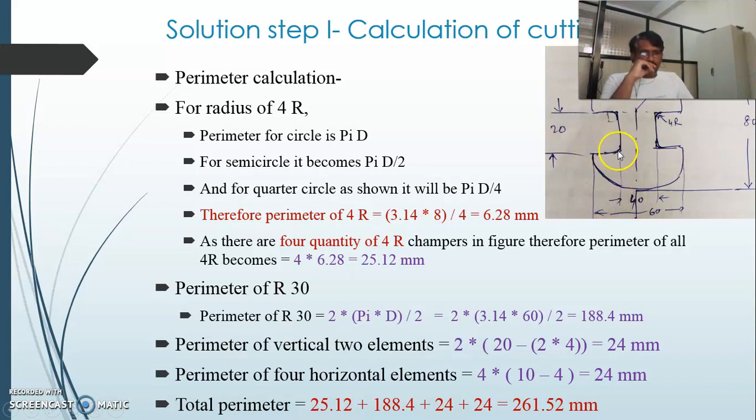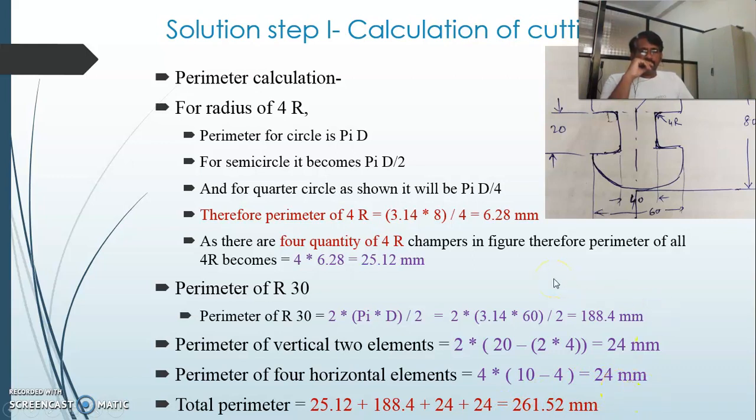to minus the 4. Okay, 4 at one side only, so 10 minus 4, multiplied by 4 because there are 4 elements, 1, 2, 3 and 4. 4 horizontal elements are there with 4 minus for the quarter circle from each element. So again the perimeter of all 4 horizontal elements becomes 24 mm. So total perimeter becomes 25.12 plus 188.4 plus 24 plus 24. That means all these elements we have to add so that we can have the total perimeter as 261.52 mm.